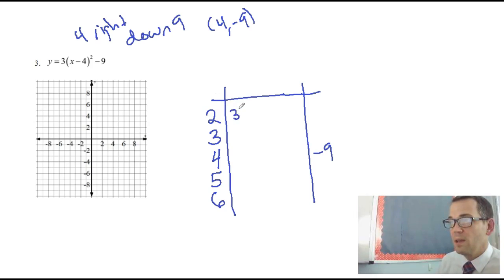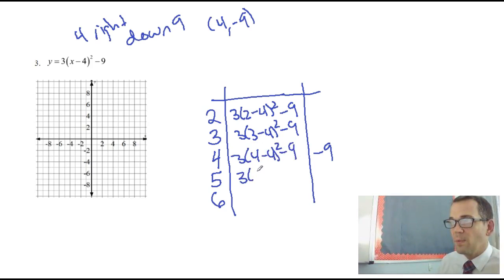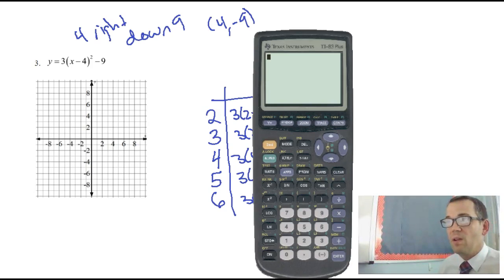So it'll be 3 times 2 minus 4 squared minus 9. 3 times 3 minus 4 squared minus 9. Technically, I could do 3 times 4 minus 4 squared minus 9. 3 times 5 minus 4 squared minus 9. 3 times 6 minus 4 squared minus 9. And at this point, you can bust out the old calculator and do it that way if you want to, and just type it in the way it looks.